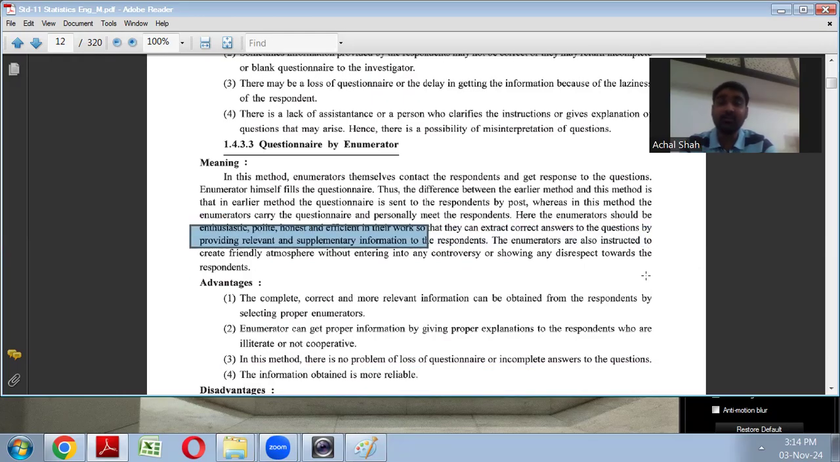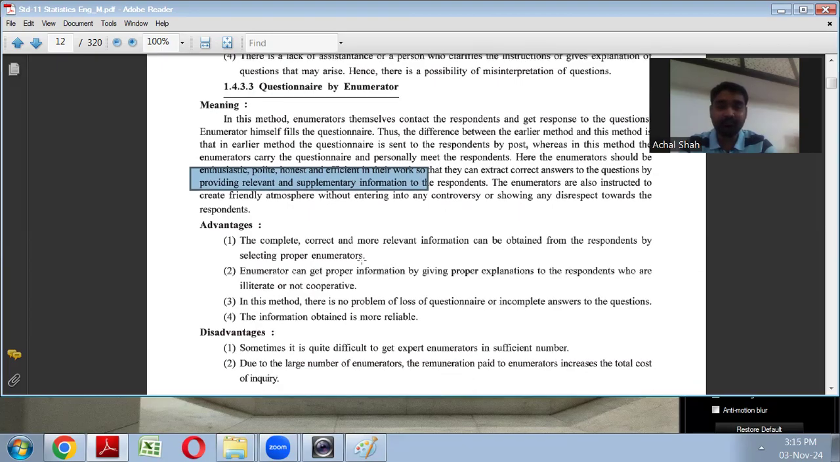So in that case, if the enumerator is very strict or he is not polite, then because of the aggressiveness of the enumerator, the respondent may not give the correct answer. Okay, so a friendly atmosphere should be created by the enumerator and that instruction should be given to him. What are the advantages of this method? Let us discuss. The first advantage is that very complete, correct, and relevant information will be obtained from the respondents. Okay, if proper enumerators are selected.